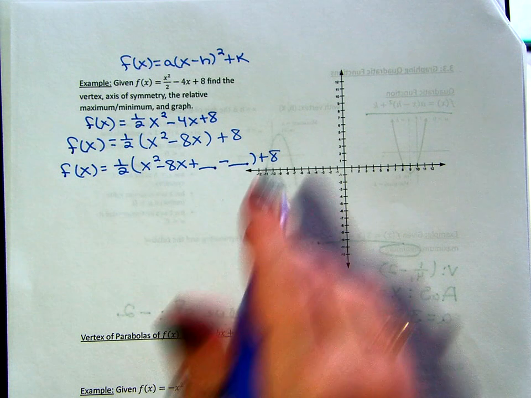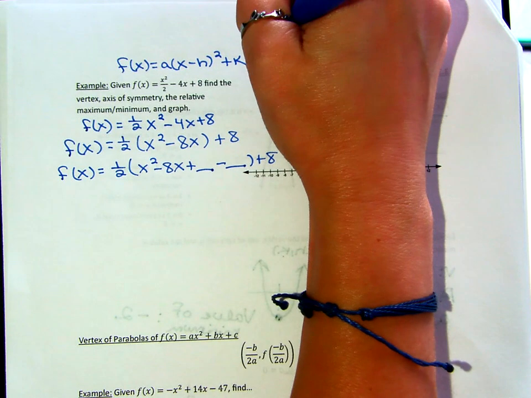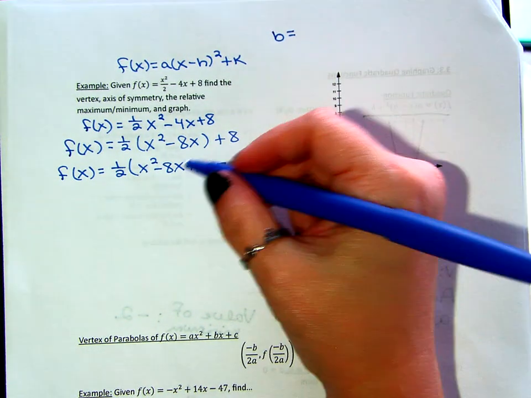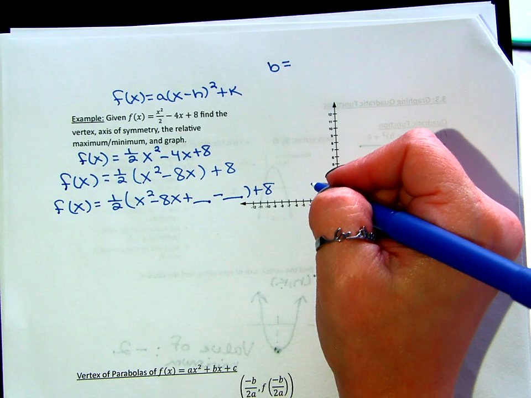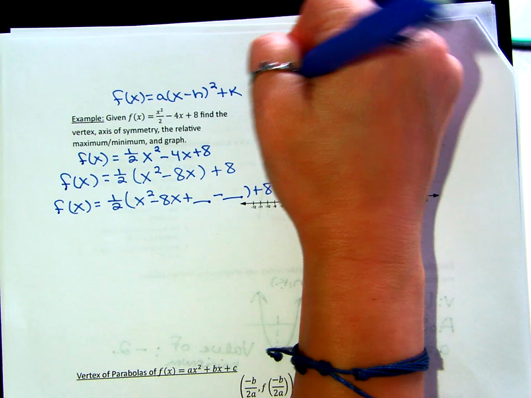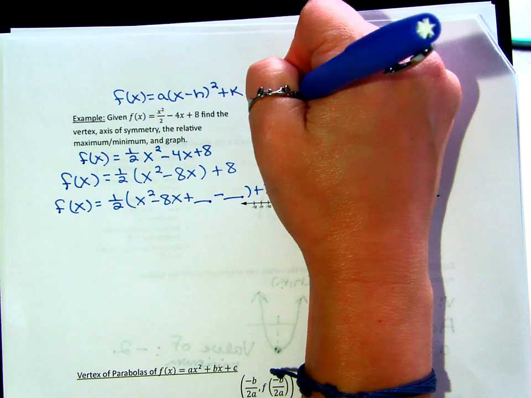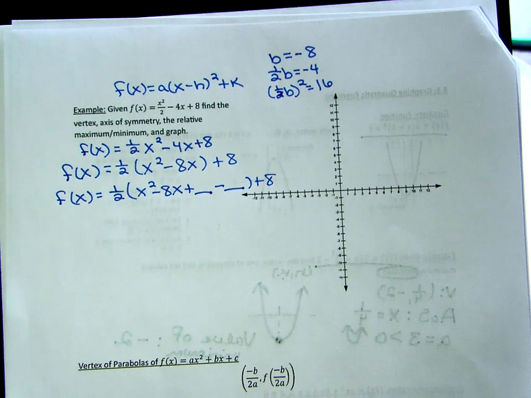So I'm running out of room, so I'm going to come up here. My b in this case is not the b that I started with. It's the b that I have right now. And the b that I have right now, you cannot see, is -8. So the 1/2 b is -4. And the 1/2 b squared would be a +16. That's what's going to go in both those blanks: 16.